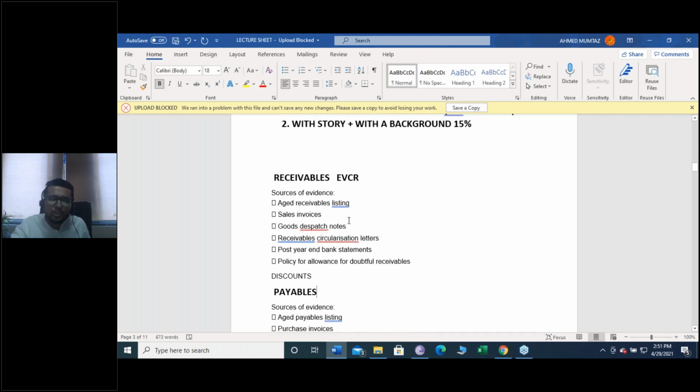So whenever you are short of ideas, think about EVCR. If you are still short of ideas, think about DA3. If you are still short of ideas, last option, AEIOU. Now let's try to verify receivable with the help of AEIOU.